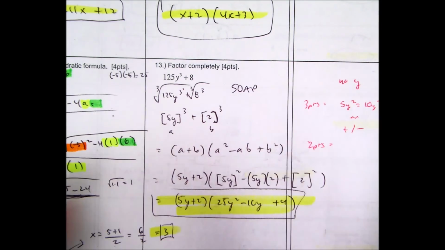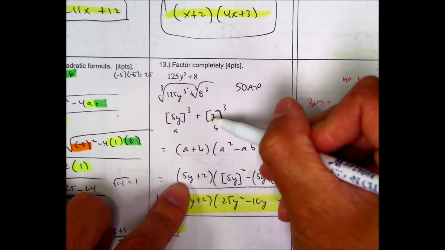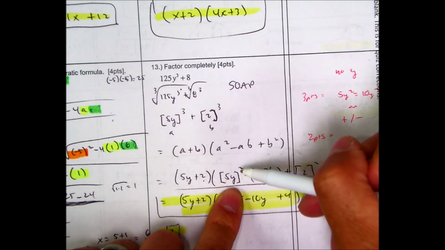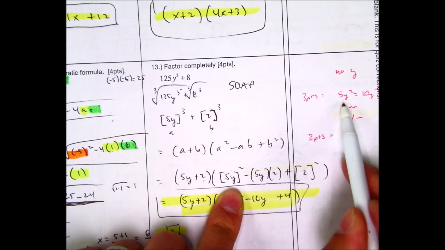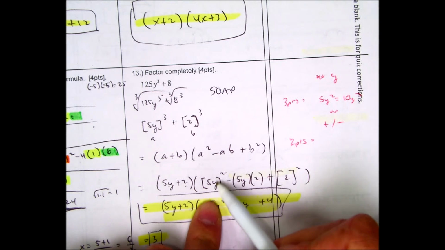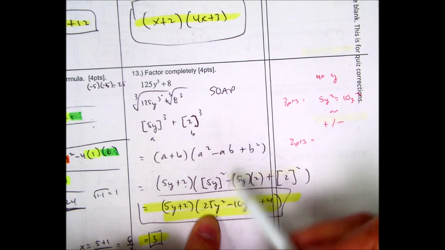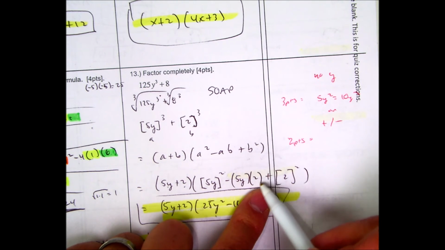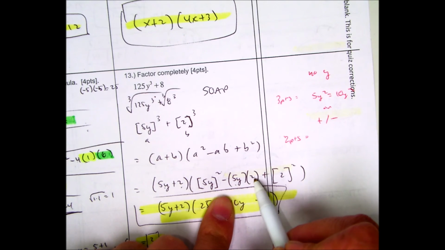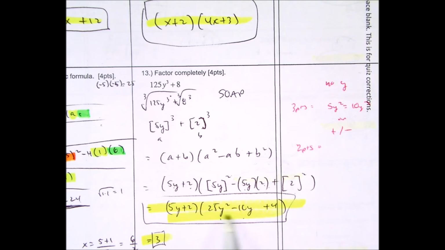Then I just do my substitutions there. A value is 5y, my b value is 2. Your a value squared is 5y squared. Okay, so that is not 10y squared. 5y times 5y gives us 25y squared. Your a value is 5y, your b value is 2, and your b value squared. So this would be 5y times 2 is 10y, opposite of that is negative 10y, and that would be positive 4. So this is your correct answer.